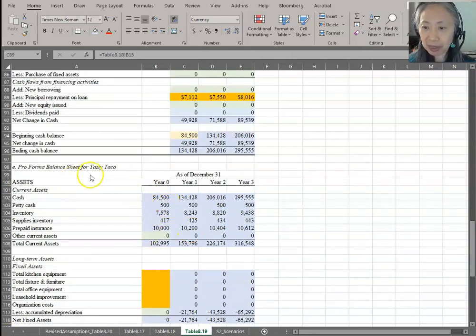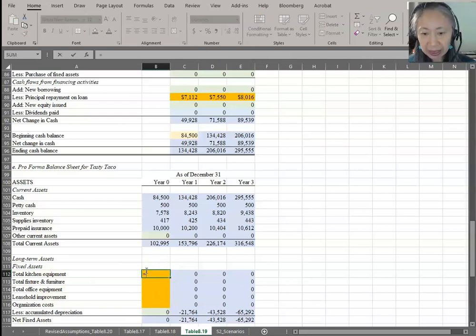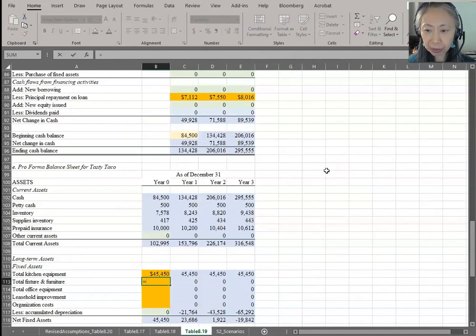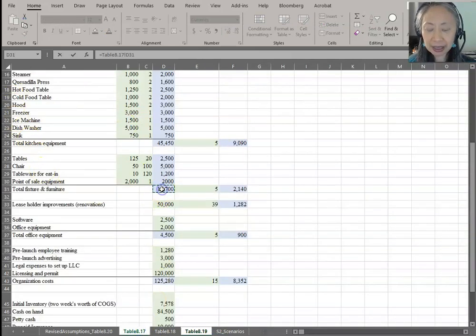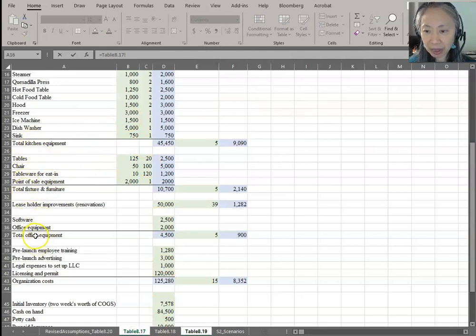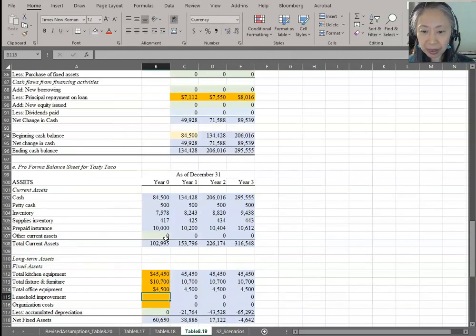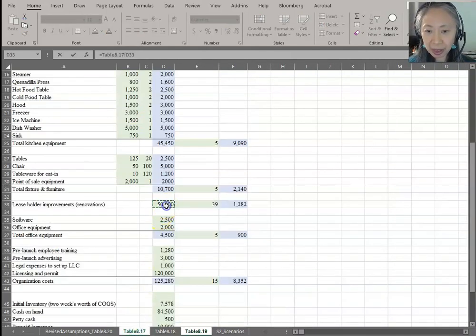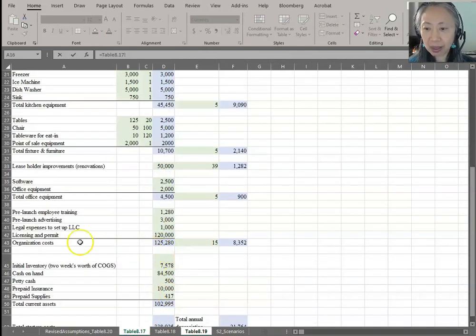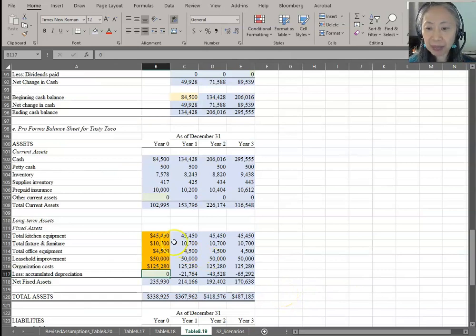As we scroll down to the next statement, this is the balance sheet. In current assets, there was no difference, but long-term assets are very different, so we need to pick that up. Total kitchen equipment, again, that is in table 8.17. So total equipment is $45,450. Total fixture and furniture is $10,700. Total office equipment, this one actually didn't change. This is the same. Total office equipment is $4,500. Leasehold improvement is $50,000. And organizational cost is probably the largest amount, is $125,280. So we have updated our fixed assets.